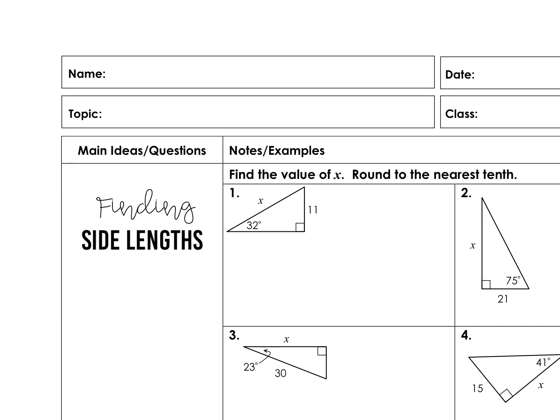The topic is, I'll just put, finding triangles using trig. No, finding sides and angles.